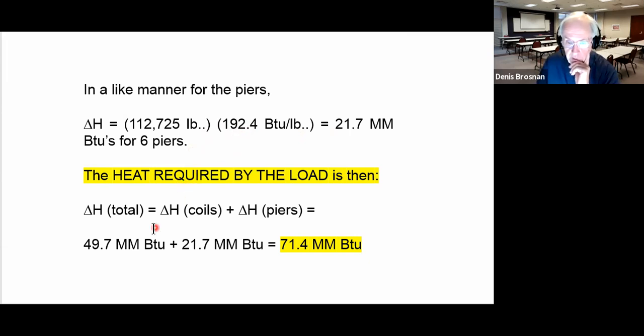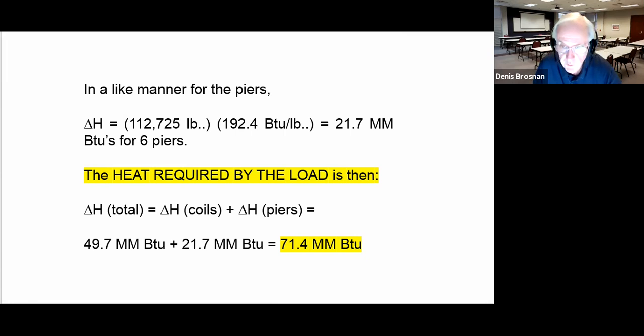So the heat required by the load is the heat required by the coils to raise them in temperature, plus the heat required by the kiln internals or the piers or skid rails. So 49.7 plus 21.7, that's going to give 71.4 million BTUs as the heat required by the load. So we're getting along in this problem.